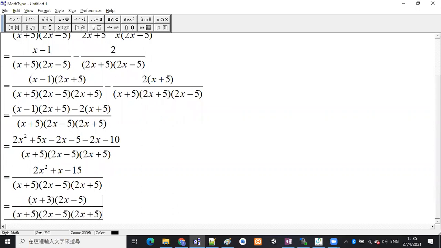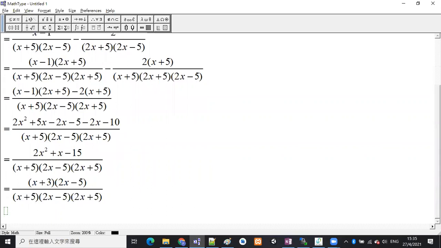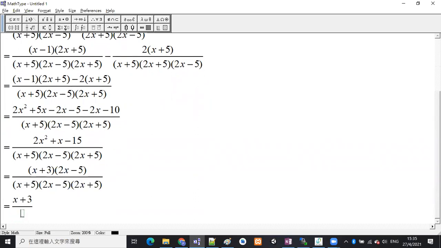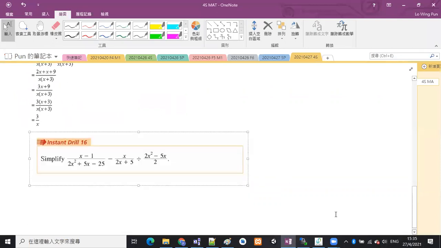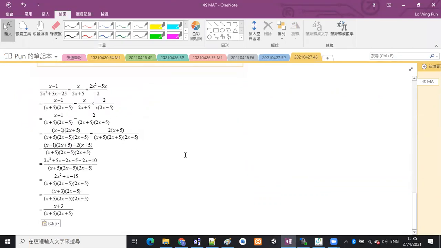And then we also find that there is a pair of common factor, 2x minus 5, which can be cancelled by each other. So what is remaining on the top is just x plus 3. And then what is remaining on the bottom is x plus 5 and 2x plus 5. And that will be the final answer. Are you correct?